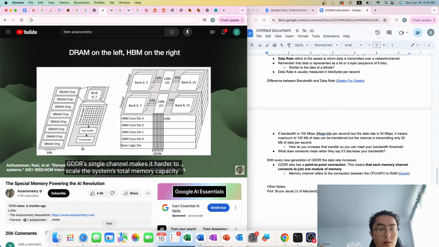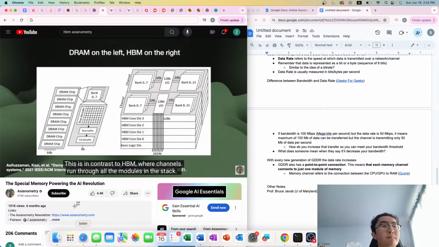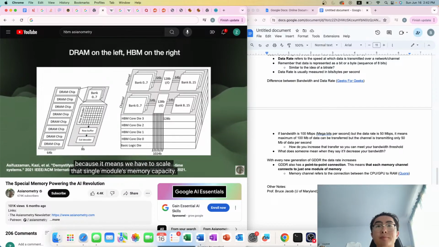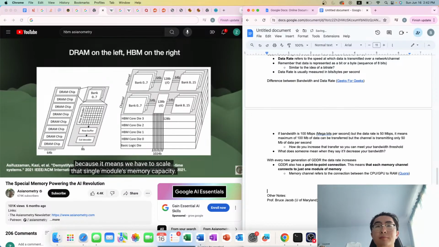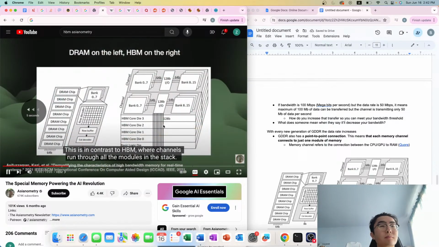GDDR's single channel makes it harder to scale the system's total memory. This is in contrast to HBM, where channels run through all the modules in the stack. GDDR's single channel makes it harder to scale the system's total memory capacity because it means we have to scale that single module's memory capacity, which essentially requires HBM, where channels run through all the modules.